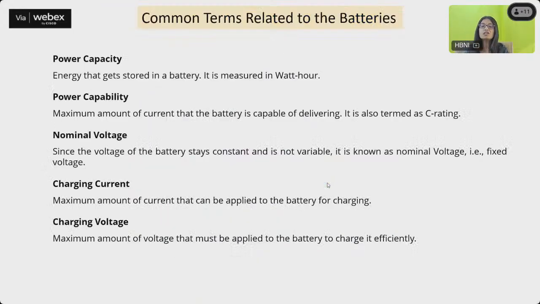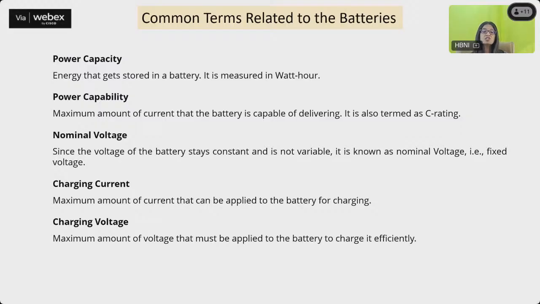So what are the common terms related to batteries? One is power capacity. This is the energy that gets stored in a battery, and it is measured in watt-hour. Then you have something known as power capability. What is power capability? It is the maximum amount of current that a battery is capable of delivering, and it is also termed as C rating. The C rating of a battery is very important. If you are charging and discharging a battery at a higher C rate, you will find that the capacity of the battery is decreasing.